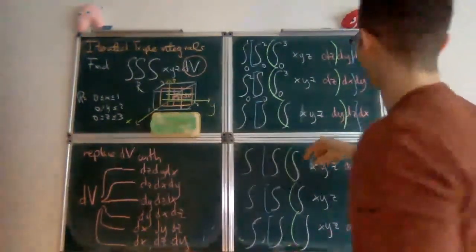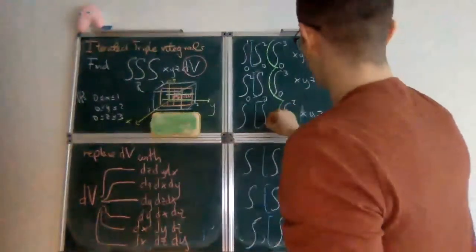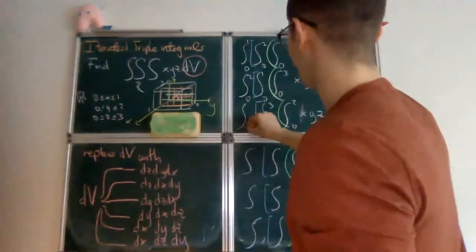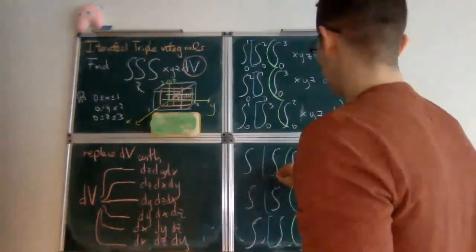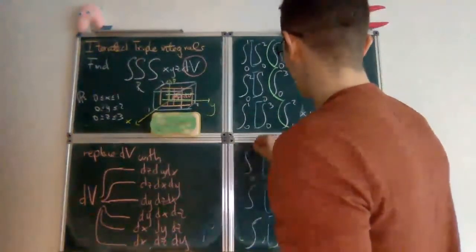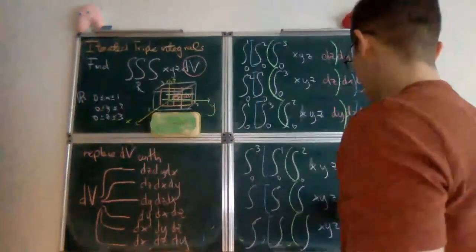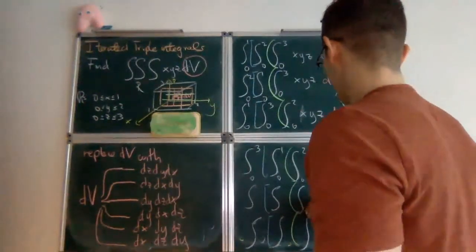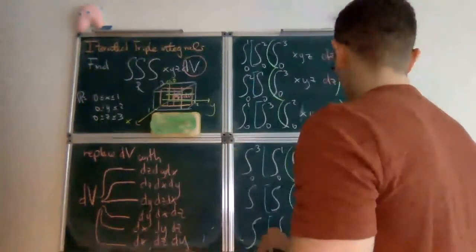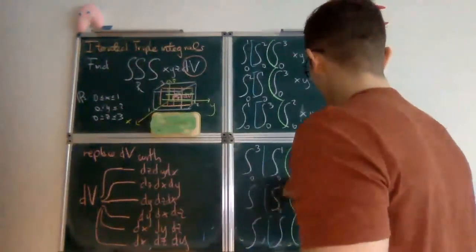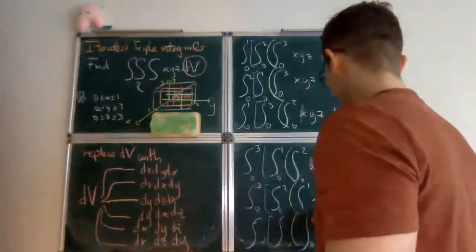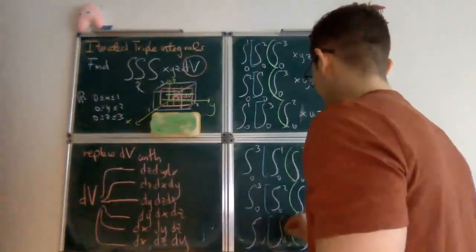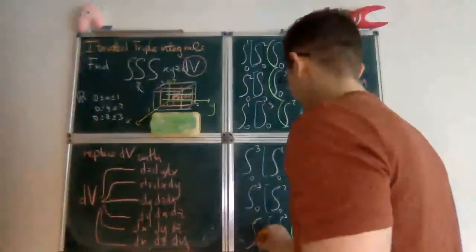So y you would put here from 0 to 2, z 0 to 3, and x is 0 to 1. And y you would put here from 0 to 2, x 0 to 1, z 0 to 3. X goes from 0 to 1, y goes from 0 to 2, z goes from 0 to 3, and finally x goes from 0 to 1, z goes from 0 to 3, and y goes from 0 to 2.